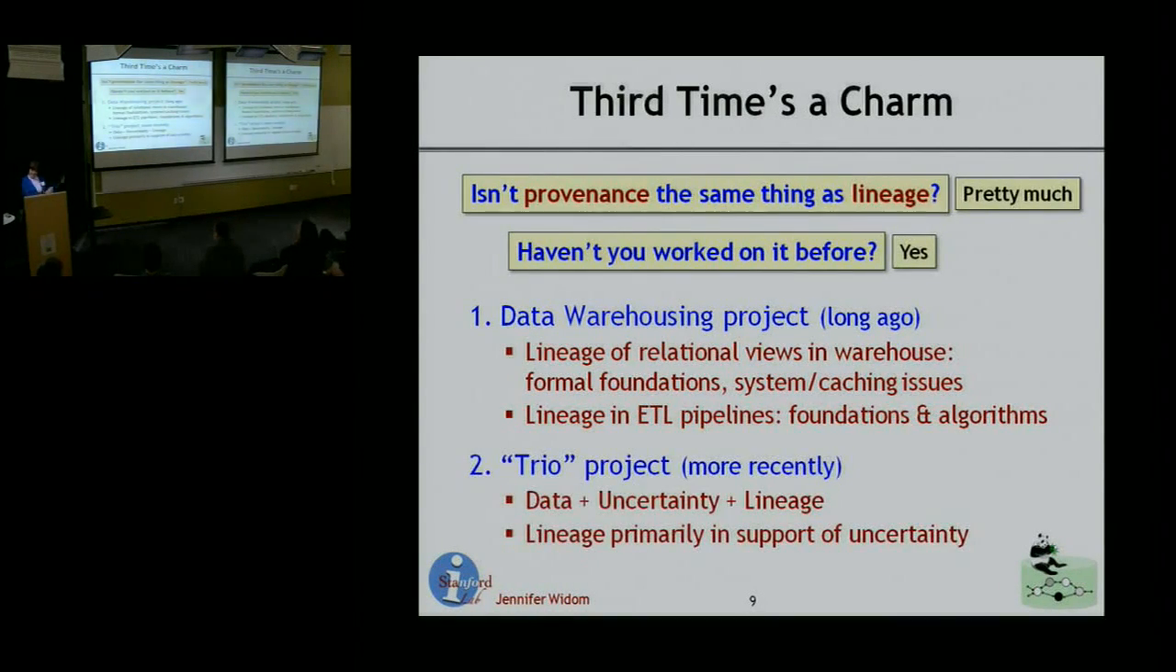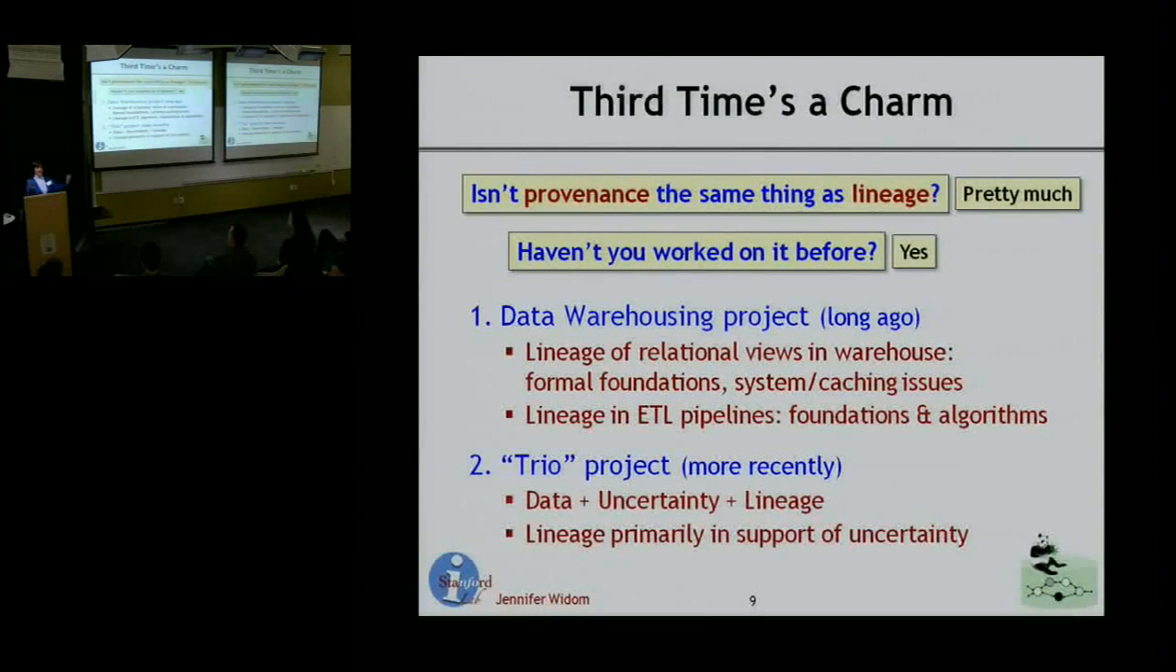Much more recently, but still a while ago, was the TRIO project. And the TRIO project was called TRIO because it had three components all working together in one system: data, uncertainty, and lineage. The uncertainty and lineage sort of looked orthogonal to each other when we started, and I'm still not completely sure why I started a project with those two components, but it became very clear from a technical perspective, it must have just been some intuition or random luck, that actually lineage is very important when you're trying to manage uncertain data.